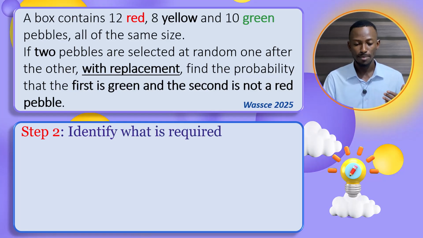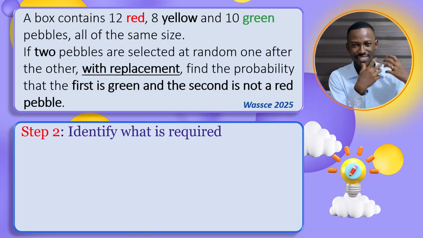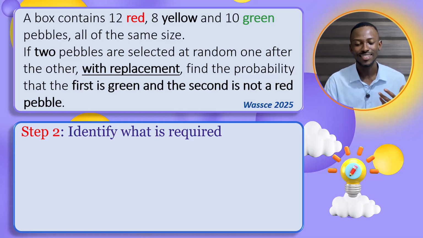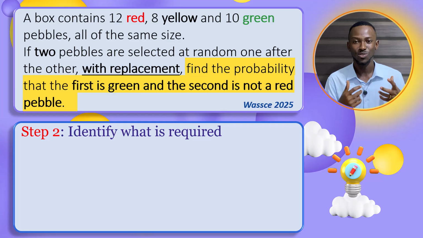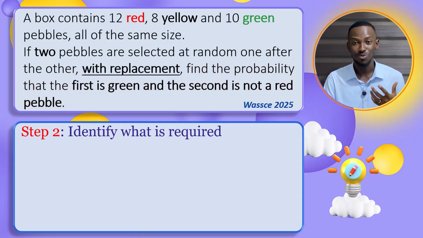So the second step after identifying what you have been given is to identify what is required. So you will always be given something in the question. So we have seen what we have been given already. Now, what is the question asking us to do? So what is required of us is what is in the yellow highlights. What is required of us is to find the probability that the first is green and the second is not a red pebble. So that is what we have to find.